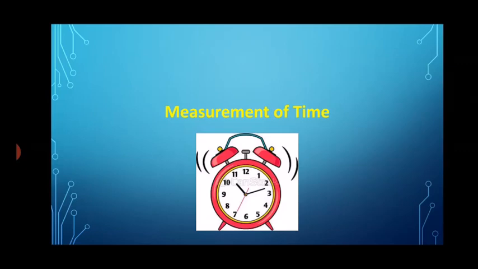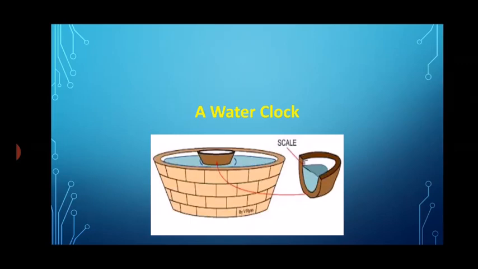So, let us see how we measure time today. How people measured time in the past also. Alright. So, look, this is a water clock. Now in ancient times, in olden times, people did not have the mobile or they did not have the clock. So how did they measure time? They used a water clock like this. So water clock was used to measure time.